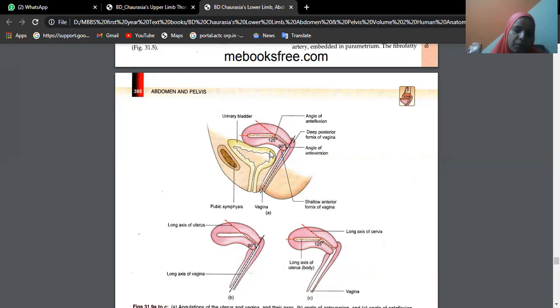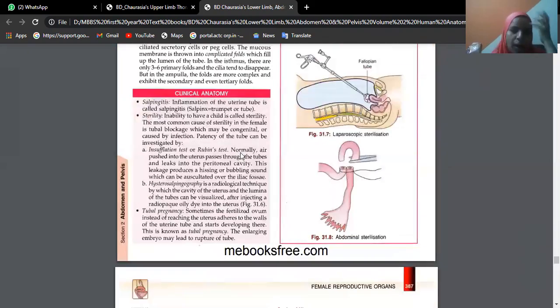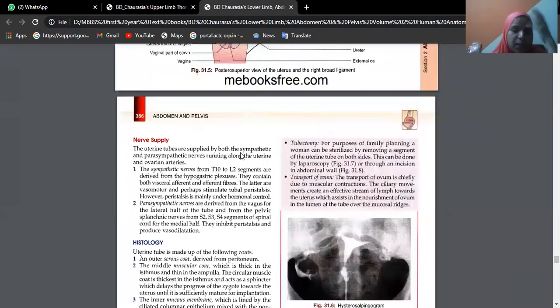See, the fold of peritoneum is covering the urinary bladder and uterus. What is the name of the pouch between these two folds? Vesico-uterine pouch. Posteriorly, between the rectum and uterus, we have the recto-uterine pouch, which is also called the Pouch of Douglas.